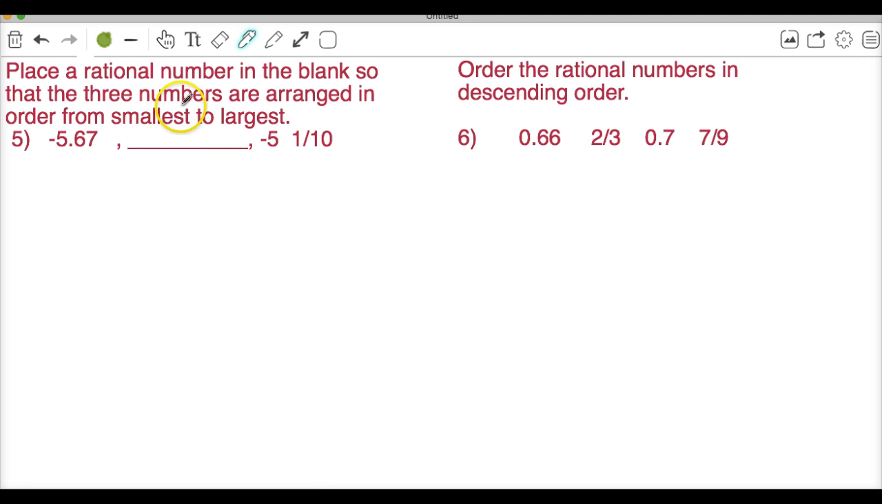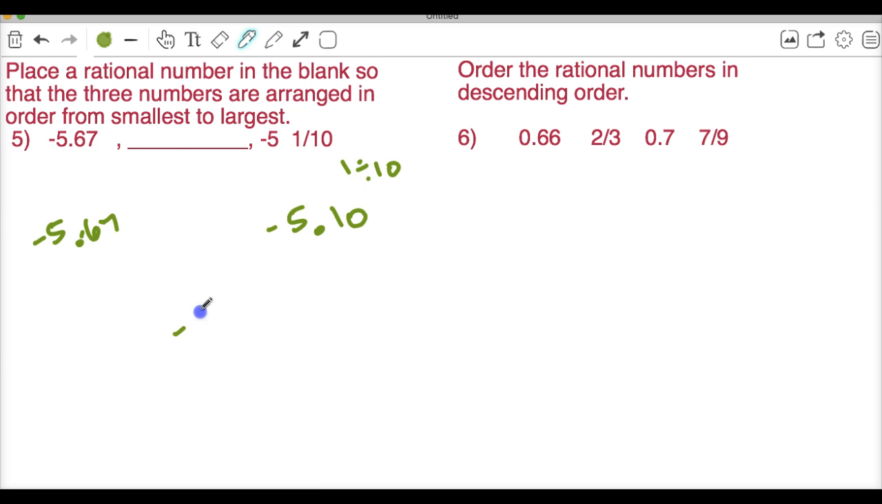Next question: place a rational number in the blank so that the three numbers are arranged in order from smallest to largest. So before I can solve this, I'm going to convert this into a decimal. So I know that 1 divided by 10 is the same as 5/10. So I can now compare this, and I can find a number that's in between 5 and 1/10 and 5 and 67/100. So any number between those two will work.